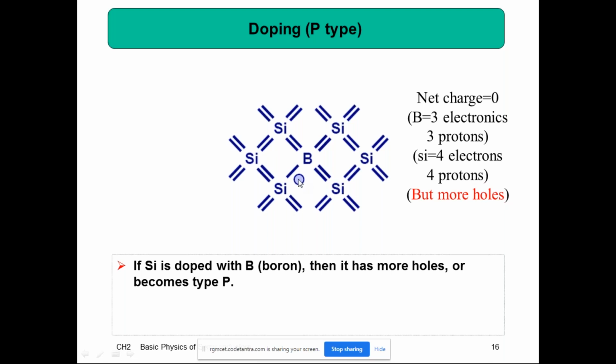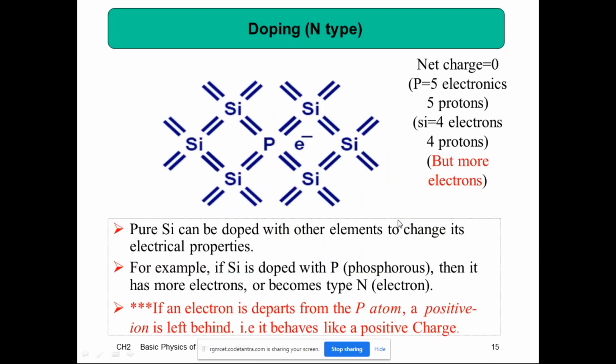Okay, after filling up this electron, what happened here? All are strongly covalent bonded. It does not contain any charge carrier. It does not contain an electron. It does not contain any hole. Simply it behaves like a negative ion. Remember this one. These two concepts are very, very important to understand the PN junction.